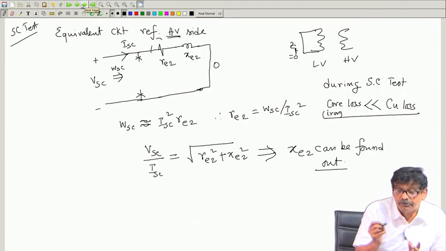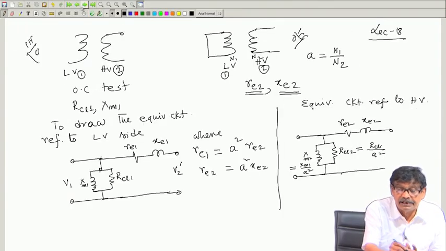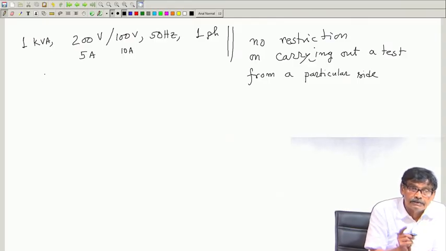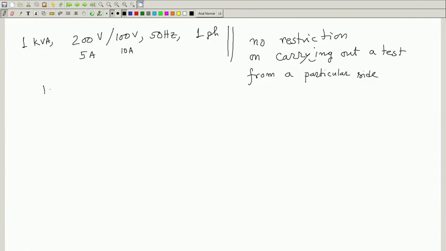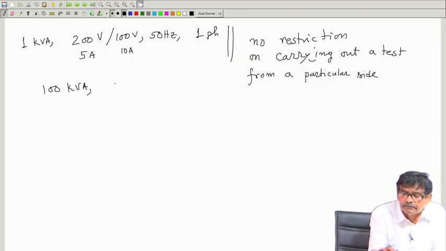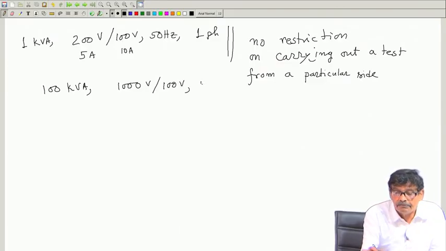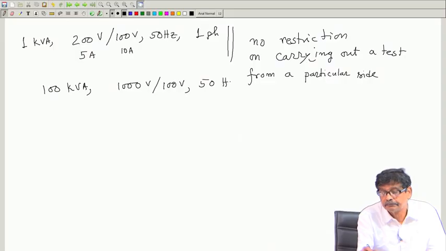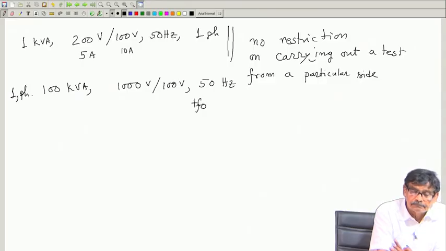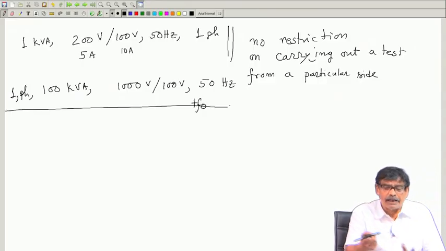But you imagine, suppose I ask you to test a transformer, to find out the parameters of a transformer whose rating is, I am just taking, 100 kVA, say 1000 volt stroke 100 volt, 50 hertz, single phase transformer. This is the transformer whose parameters I want to find out.